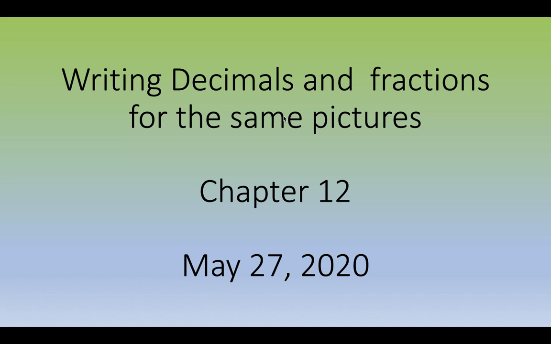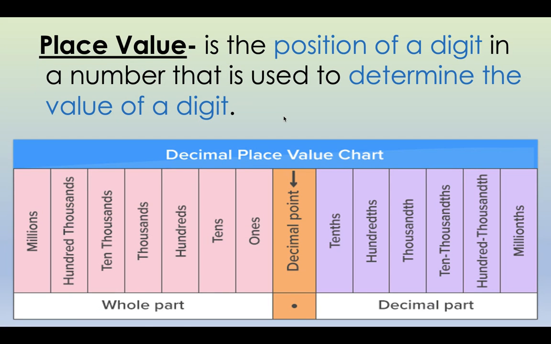We're going to practice writing decimals and fractions for the same picture. It's part of chapter 12. So this is your place value chart. It represents the whole, which is to the left, and the decimal or the fraction are the parts that are to the right. Okay, the decimal point is in the middle. And you can see that it's listed here in orange. Okay, so the place value is the position of the digit in a number that is used to determine the value of the digit. So if you have a 1 in the tenths place, then you have 1/10. If you have a 2 in the tens place, it means you have 20.